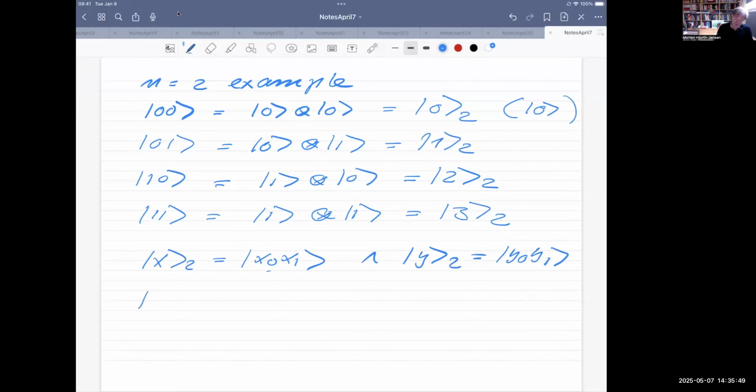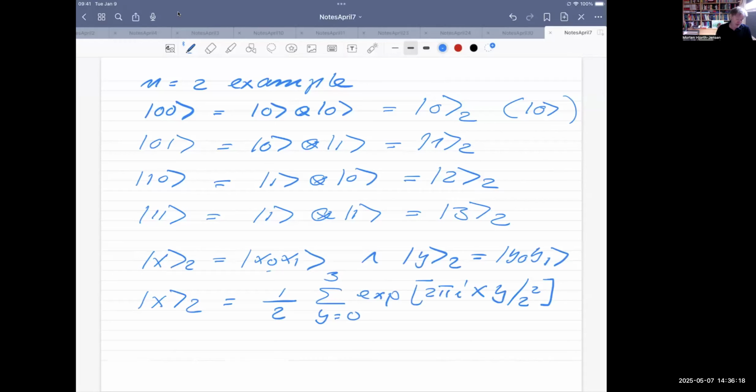Now, if I'm just setting up the Fourier transform, then the state x2 in terms of the basis y is going to be given by 1 over the square root of 2 to the power of 2. So that's obviously 1 over 2 here. And then we are going to sum over the states y from 0 up to 3. And then we have the exponential of 2 pi i x y, divided by 2 to the power of 2, and multiplied with y, not y2, but y. Let me just cancel that one. So we have this one, and then it's y in this space 2.